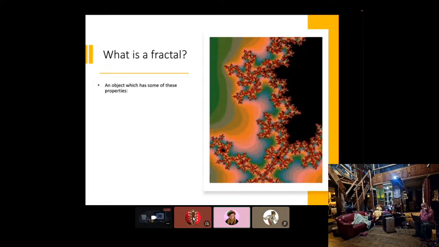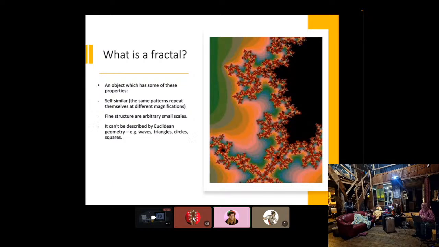What's a fractal then? It's an object which has some of these properties: self-similar. When it says some of these properties, they don't all have to have the same set of properties. So they're self-similar, so the same patterns repeat themselves at different magnifications. You can see on the right there, the black bit is a close-up of the Mandelbrot set, and there's a left branch of it. You can see a little black blob. The resolution's not very good, but that would be another copy of it, so it's got a similarity in there. It's got a very fine structure at all scales.